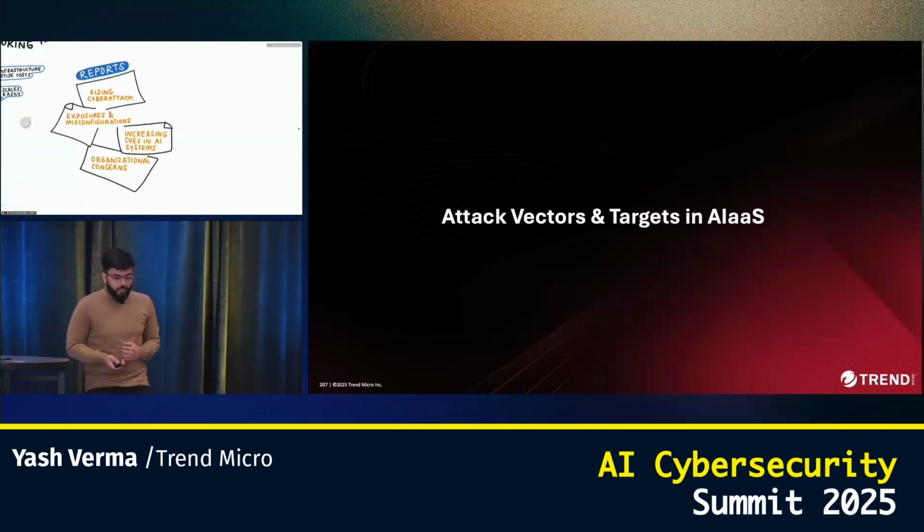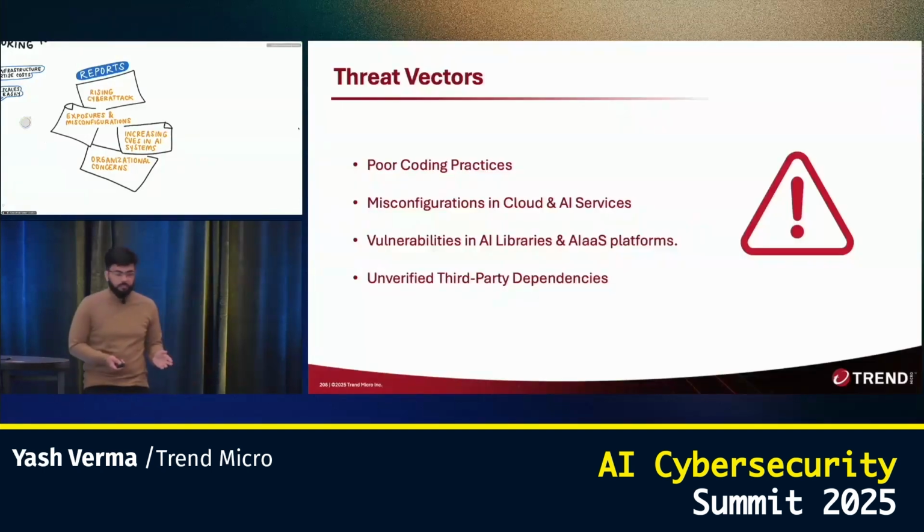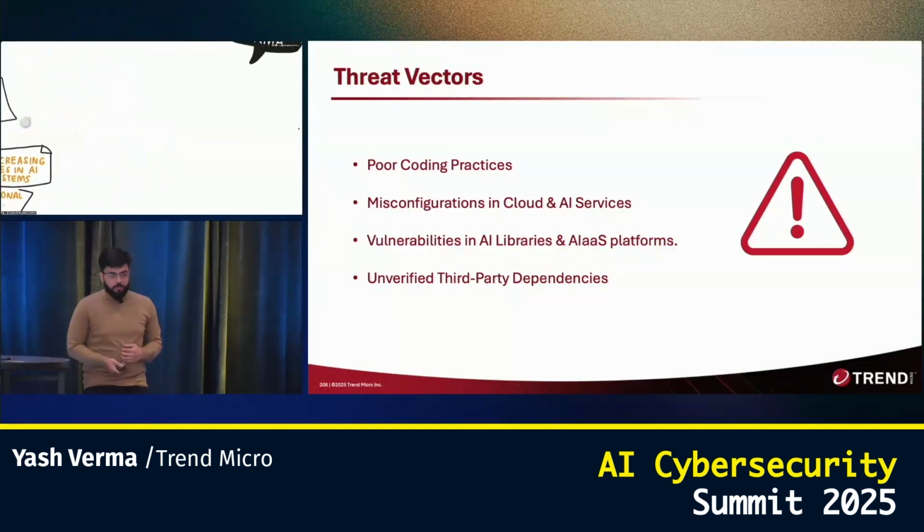Let's deep dive into the attack vectors and targets when it comes to AI as a service and AI in general. Poor coding practices are a major concern, as told by Chris. Developers over-rely on code generation models, and they just copy-paste that code, and this can introduce a lot of vulnerabilities in your public-facing AI application. Misconfiguration is also a big concern. Misconfiguration is like opening your front door for robbers to come in and rob everything.